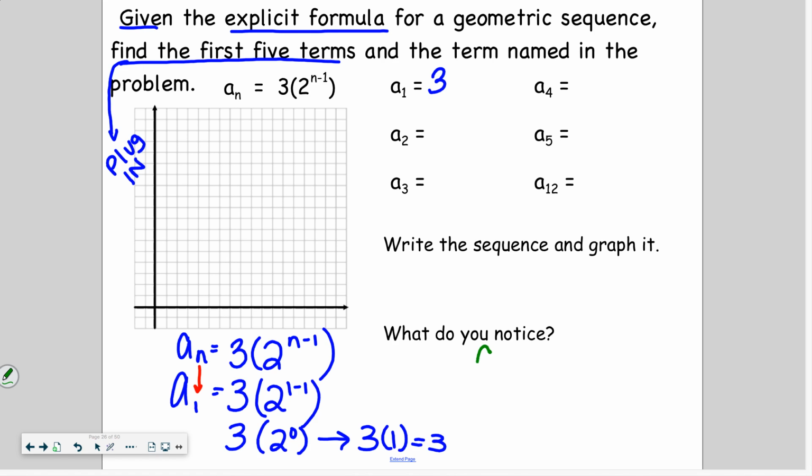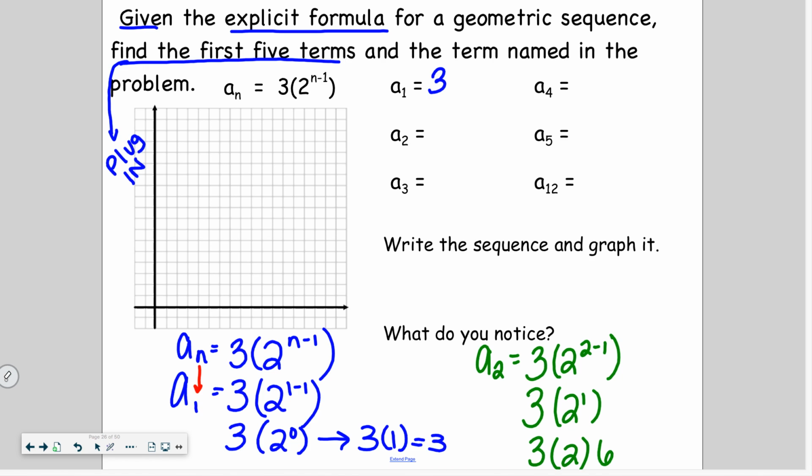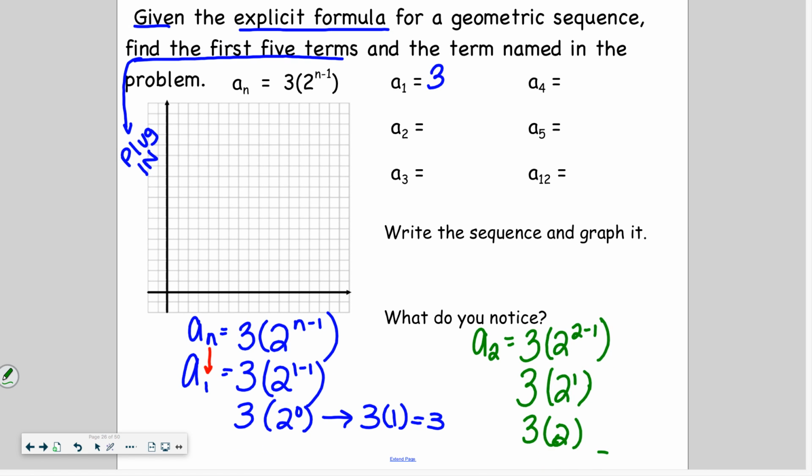All right? A sub 2, same thing. 3 times 2 raised to the 2 minus 1. That's going to be 3 times 2 to the first, which is 3 times 2, which is 6. There you go. So we've got our first 2 terms.